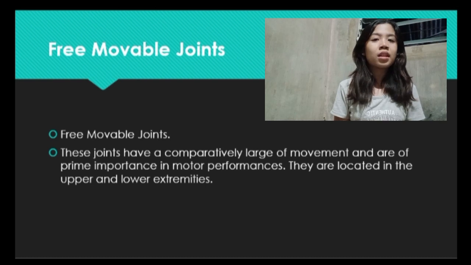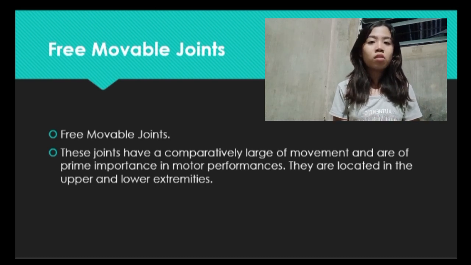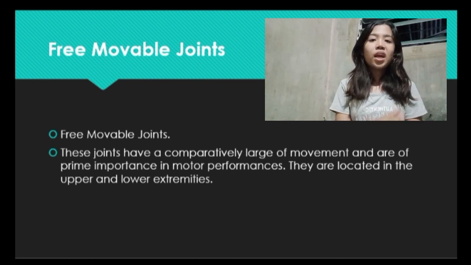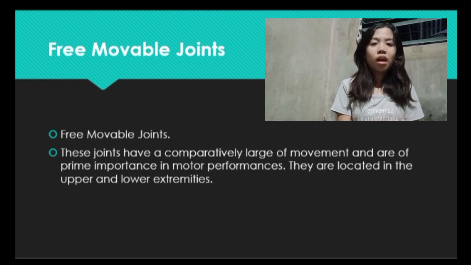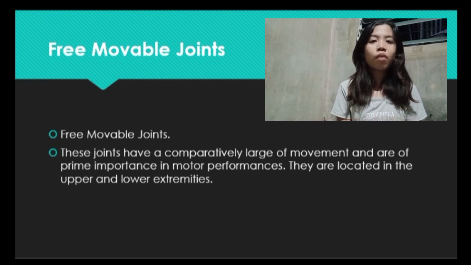Freely movable joints. These joints have a comparatively large range of movement and are of prime importance in motor performances. They are located in the upper and the lower extremities. Freely movable joints, also known as diarthrosis, are the most common type of joint in our body. They allow for a wide range of movement, unlike the two others mentioned earlier, making them crucial for many of our daily activities.